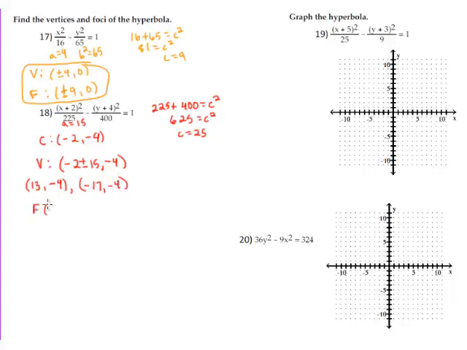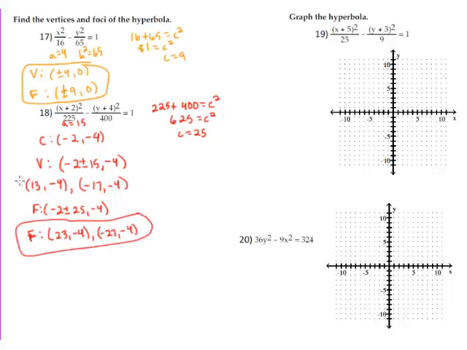Our foci are at h plus or minus c, comma k, so that's -2 plus or minus 25, comma -4, and then actually figure out what those are. So -2 plus 25 is 23, comma -4, and -2 minus 25 is -27, comma -4. So there's our answers on that.